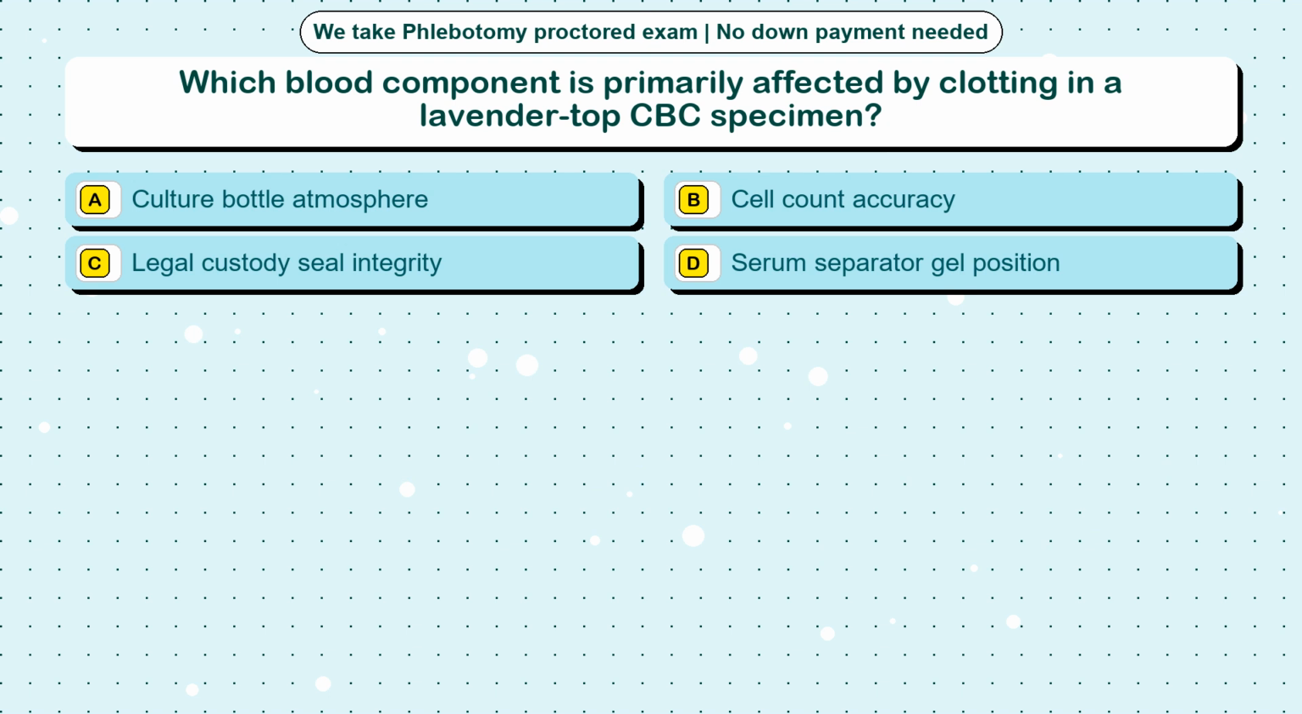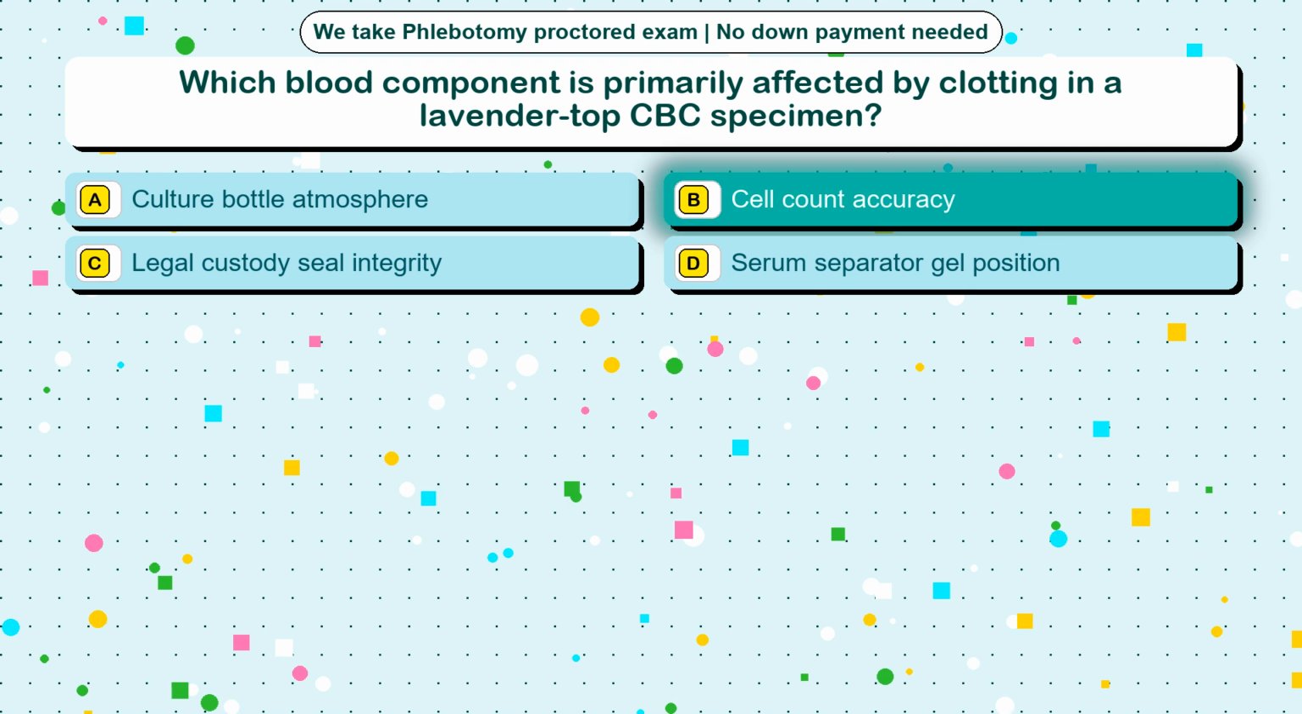Question 41. Which blood component is primarily affected by clotting in a lavender top CBC specimen? Option A. Culture bottle atmosphere. Option B. Cell count accuracy. Option C. Legal custody seal integrity. Option D. Serum separator gel position.